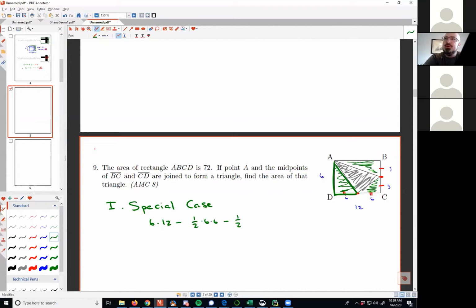And somebody help me finish computing the areas of the green triangles. One of them was a 6 by 6 triangle. And then one of them is 6 by 3, and the other is a 12 by 3. 3 by 12. Yep, 3 by 12 or 12 by 3. Okay, good. Now we can compute.